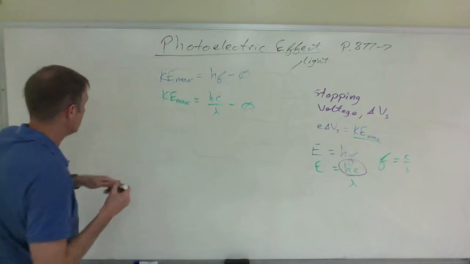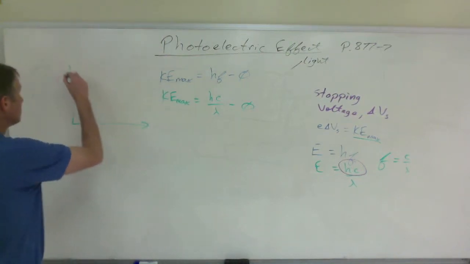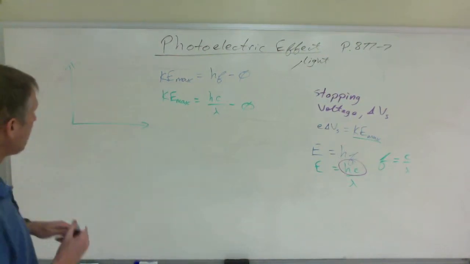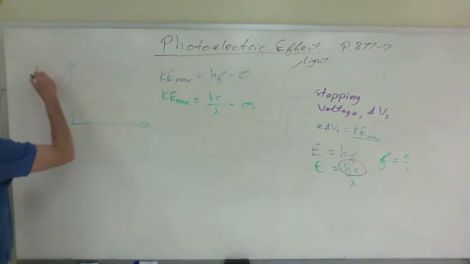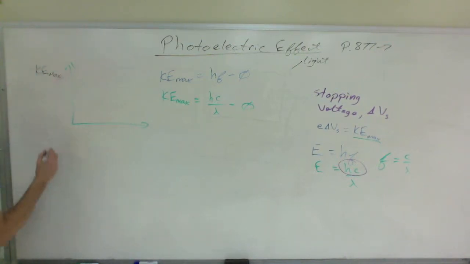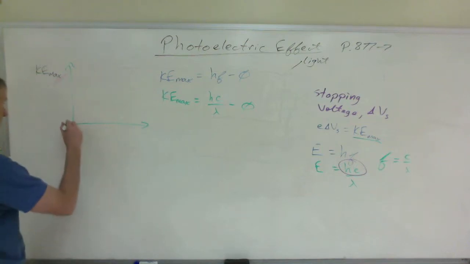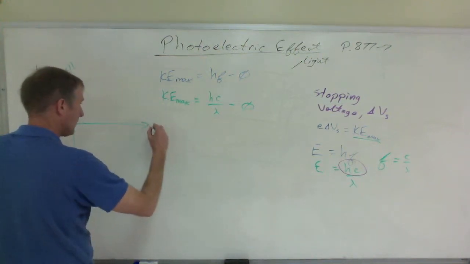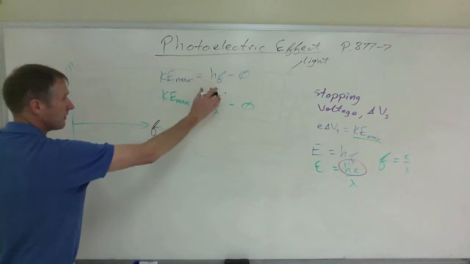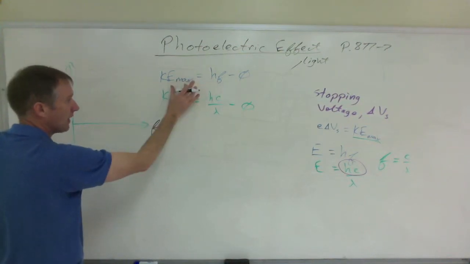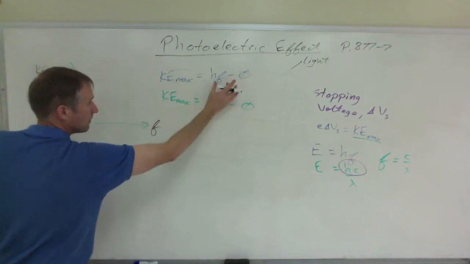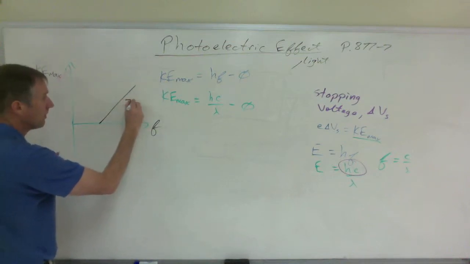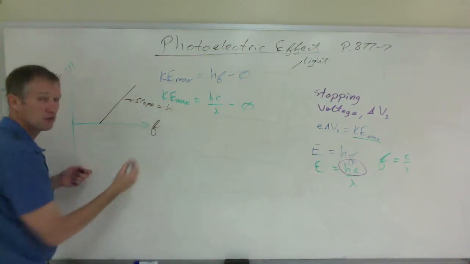When you graph this, again, you'll see this graph in the textbook. When you graph the kinetic energy, Ke max, so this is your y variable, and then frequency is going to be on the x-axis. This is linear, where the slope is h, so that's your y variable, that's your x variable, this is your y-intercept, and that's your slope. It's linear, so it looks like that. Again, the slope equals h, right?